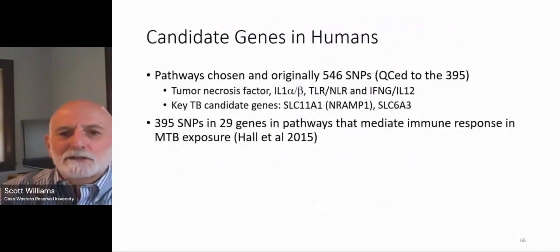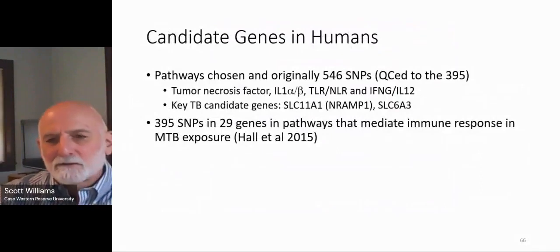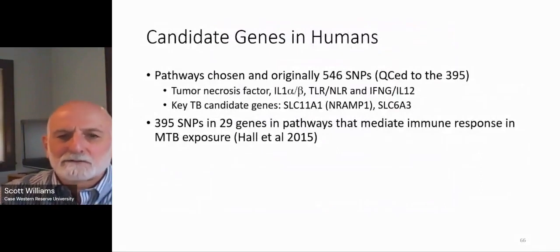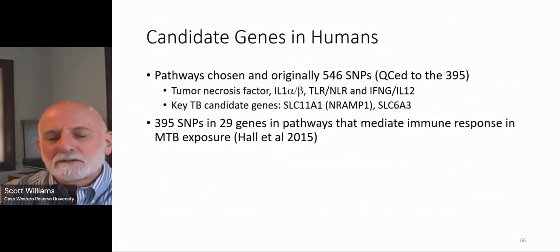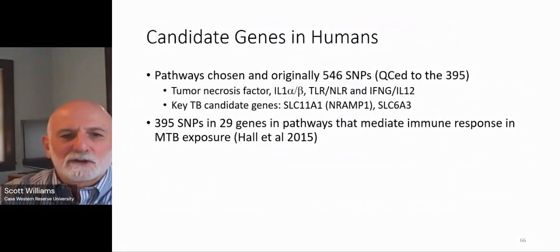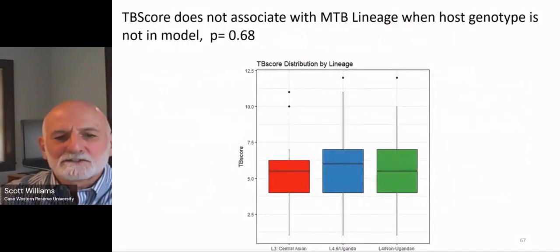In this first study, we examined the ancestry, which I said we found 3 of the Mycobacterium, and we looked at 546 SNPs and we pruned them down to 395 SNPs and 29 genes relevant to tuberculosis infection and response. The first thing over here is these are the 3 strains, and you can see that they're not different from each other, and the p-value is 0.68. So the lineage did not impact severity.